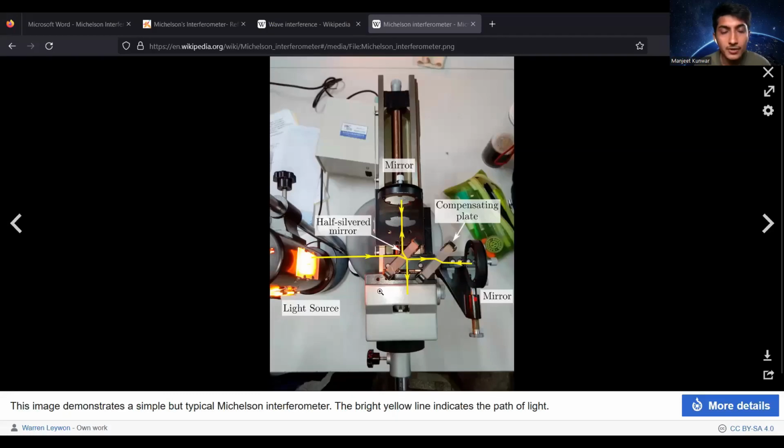Principle of the Michelson interferometer: when we apply a monochromatic light source, it strikes a half silvered mirror which splits the light into two parts, and it goes to two mirrors and is reflected back by the same mirrors. Then we observe from the instrument and measure the wavelength of light. Now we understand the basic principle of the Michelson interferometer, so I'm going to demonstrate it on a virtual lab.